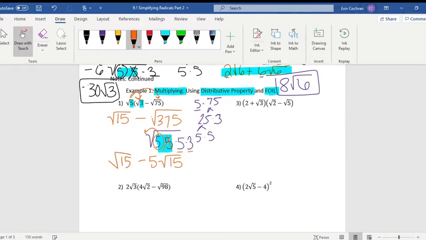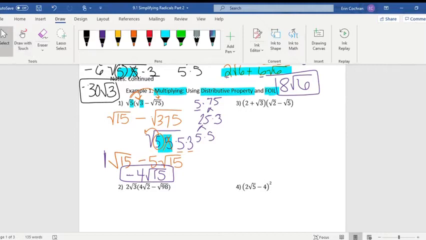So now are they like radicals? Yes. Now remember, when we look at radical 15, there's nothing in front, so its coefficient is technically 1. So now 1 minus 5 is negative 4, and we leave on the radical 15. So that would be my final answer there. Okay.